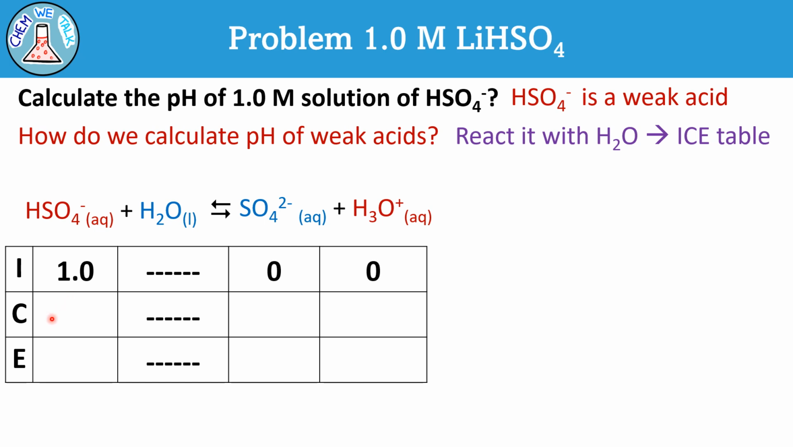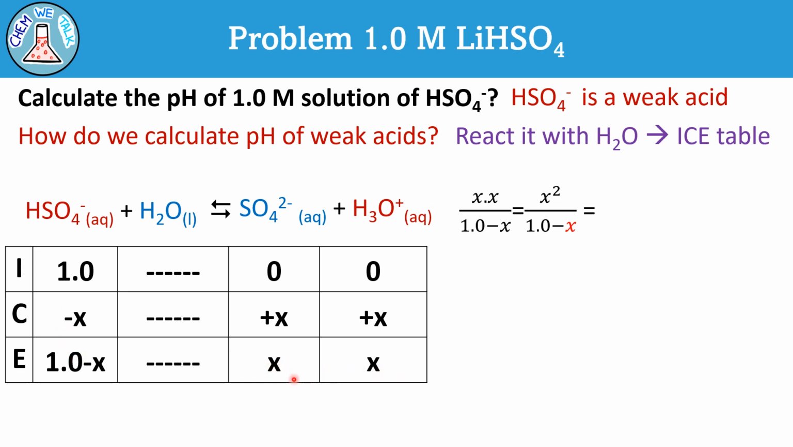For the change row, remember, if it is a reactant, we put a negative sign, and if it is a product, we put a positive sign, and then we put x's matching the coefficients. So all the coefficients are 1s, right? So 1 HSO4-, 1 H2O, so it's going to be minus x, and plus x, and then for the E row, you just add the first two together. It's going to be 1 minus x, and x.